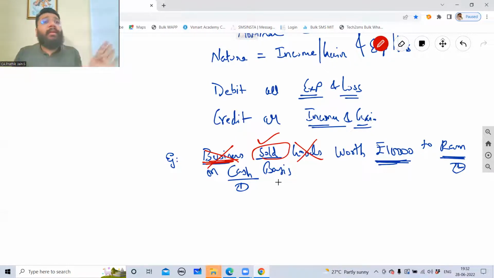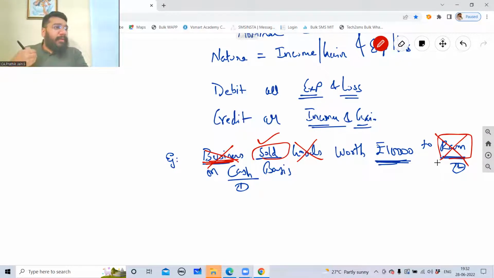So goods you will never record. Goods will never be captured when the transaction is taking place. Instead, it will be captured at the end of the year in the form of an adjustment entry. So goods will not be captured. Second, Ram. Ram will not be captured for the simple reason that Ram has given me the money.